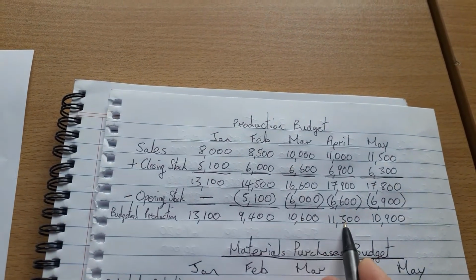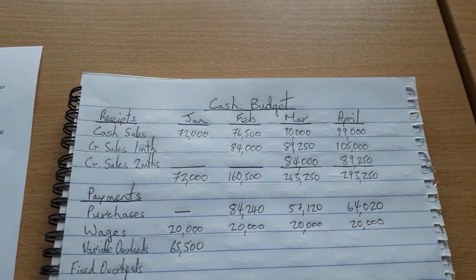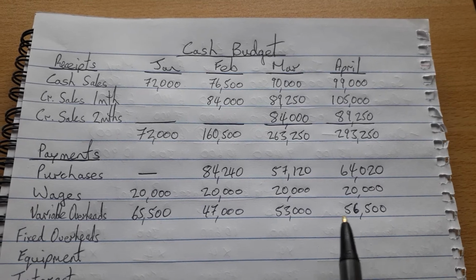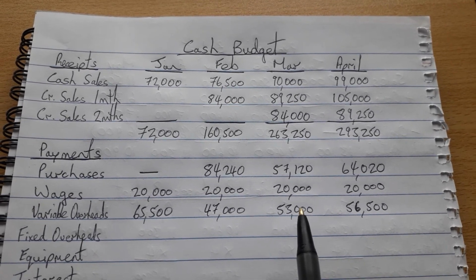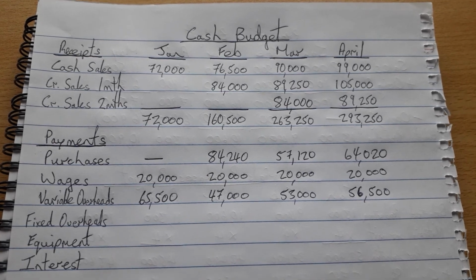Then I'm going to multiply each of these figures by 5 also to get my variable overheads. I'm going to pause now and fill that information in. So that's those figures filled in there. Now I'm going to end this video here because it'll be quite long, and I'll continue in the next video and do the fixed overheads, equipment, etc.